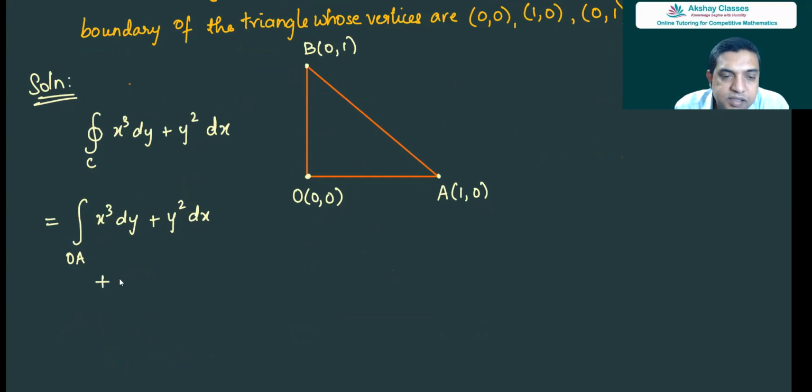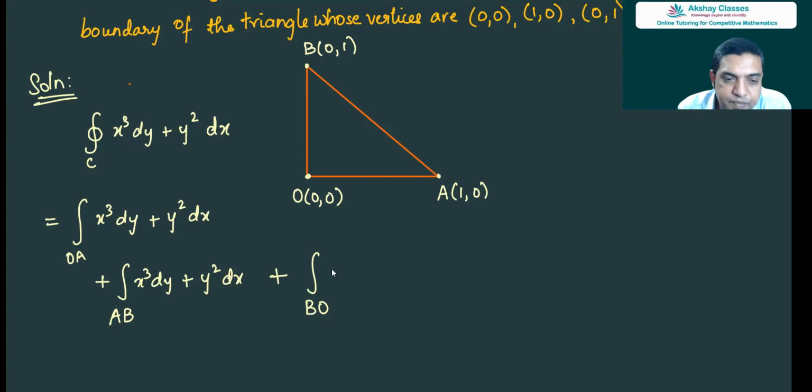Next, plus integral AB. OA is better because from O to A, there should be numerical values. Now A to B, we'll write x cube dy plus y square dx, plus integral B to O of x cube dy plus y square dx. So this is the sum of three integrals.